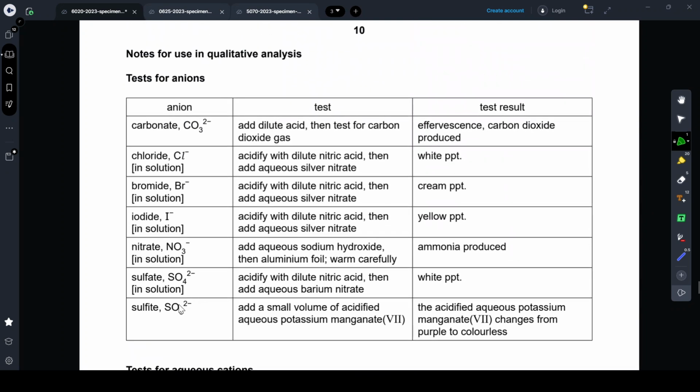Sulfate, right? These are the anions, and for sulfate, the test is nitric acid and then aqueous barium nitrate, not silver nitrate. Silver nitrate is for the iodide, the bromide, and the chloride. So what this student did is not a test, so you're not going to get anything out of it.